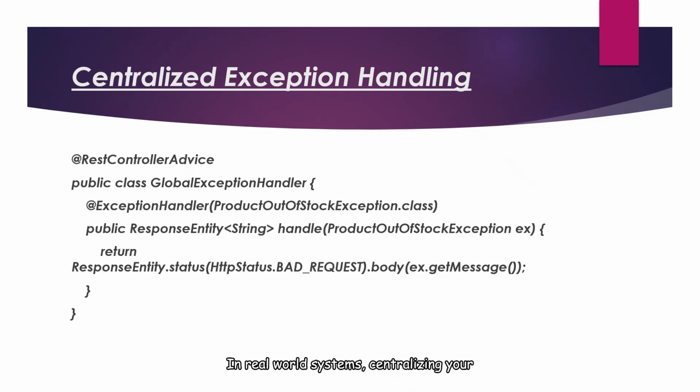In real-world systems, centralizing your exception handling is a huge win. Frameworks like Spring Boot offer tools like RestControllerAdvice to catch exceptions across your entire application. In this snippet, we define a global handler for our ProductOutOfStockException. We return a clear HTTP status and a message, ensuring clients receive consistent responses. Centralization also makes it easier to implement features like logging, notifications, or alerting. By separating exception handling from business logic, we keep our code clean, testable, and scalable.